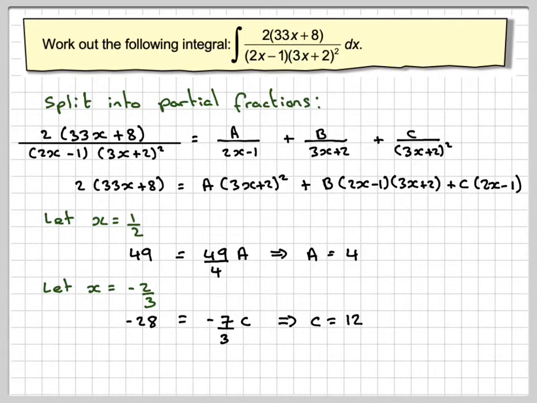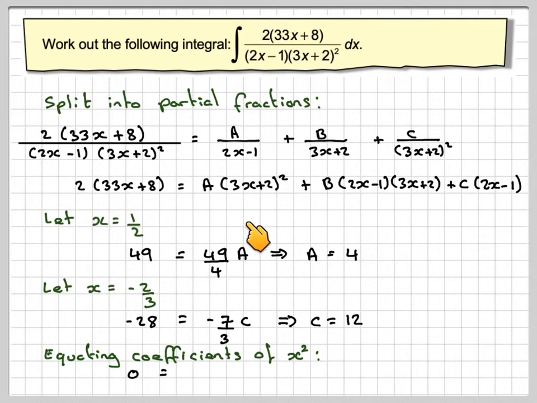Right, then we can't really put anything else equal to 0. So what we do is we equate some coefficients. So I'm going to equate coefficients of x squared. On this side, there are no x squared terms. Here, there is a 3x times a 3x, which gives me 9x squared. So we're going to get 9A.